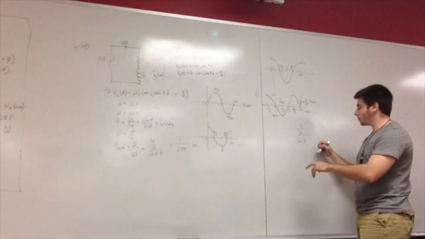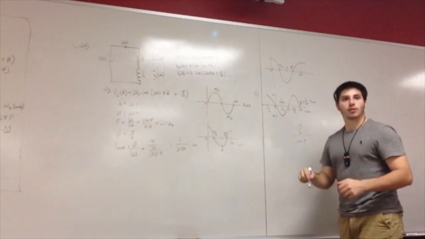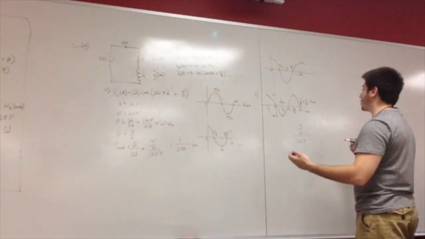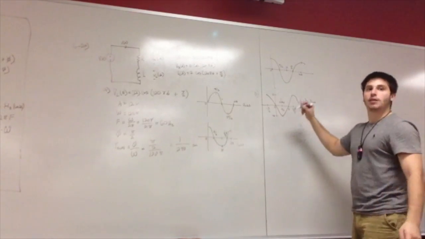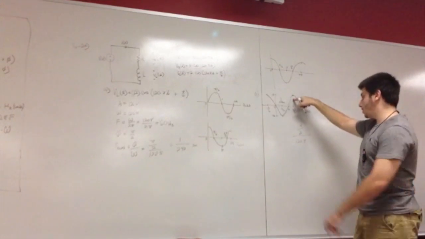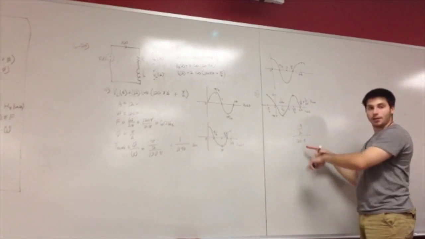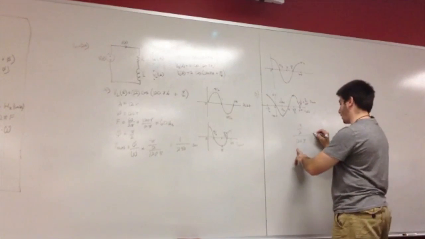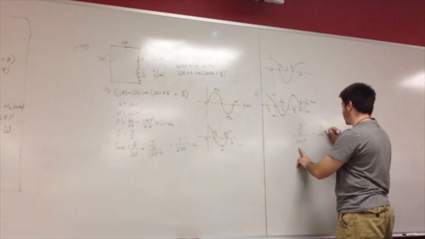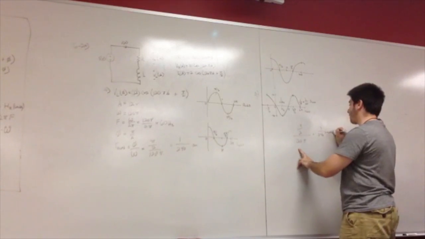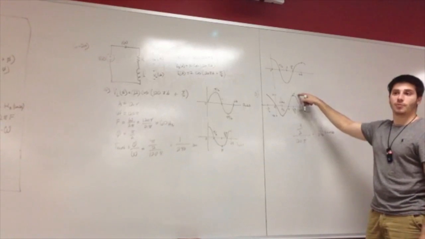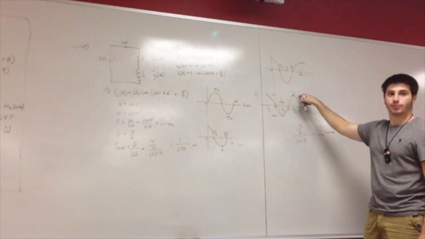Because it asks for the earliest time where it's at its maximum, that'd be the 3 pi over 2, the earliest time after t equals 0 where it's exactly at its maximum. So that would be 3 pi over 2 divided by your 120 pi. That will cancel, so you have 3 over 240 seconds at that point right there, and that's your maximum.